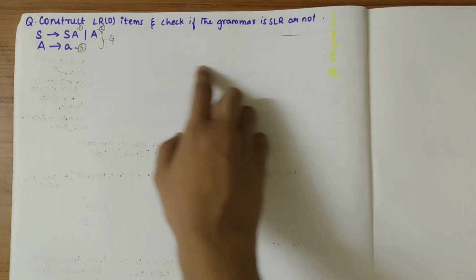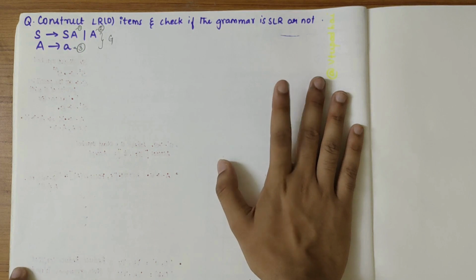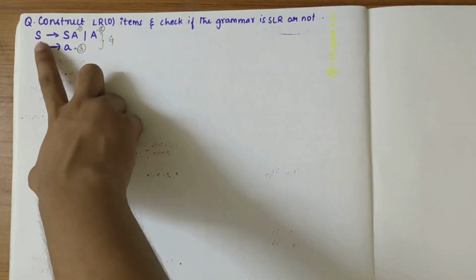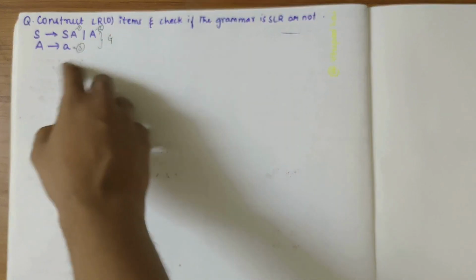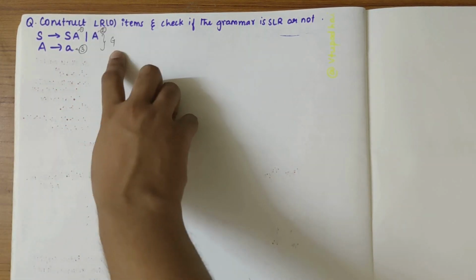In this video, we'll be obtaining LR0 items for the given grammar and check if the grammar is SLR or not. So here there are three productions: S derives SA, S derives A, and A derives small a. I'll consider these three productions and name this as grammar G.